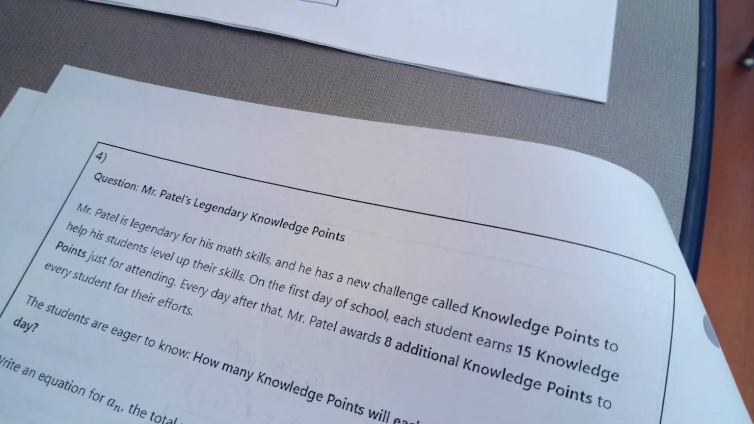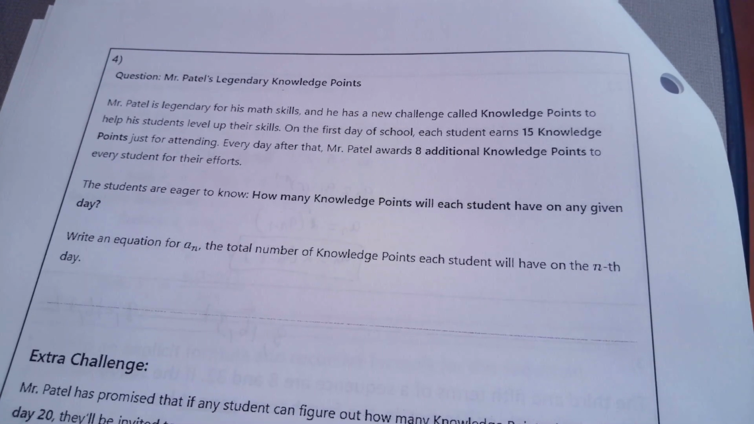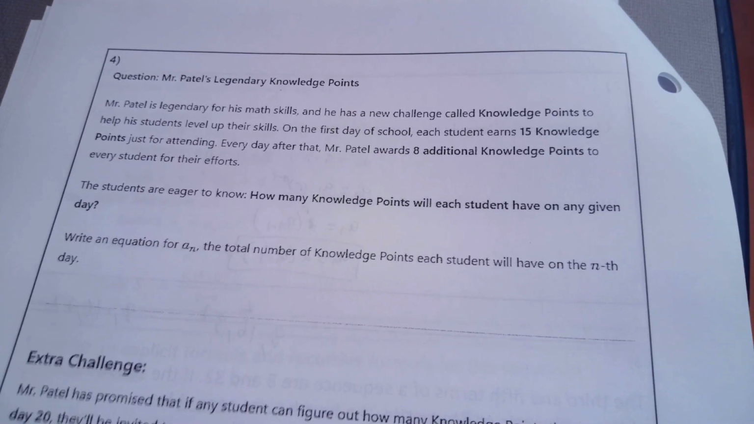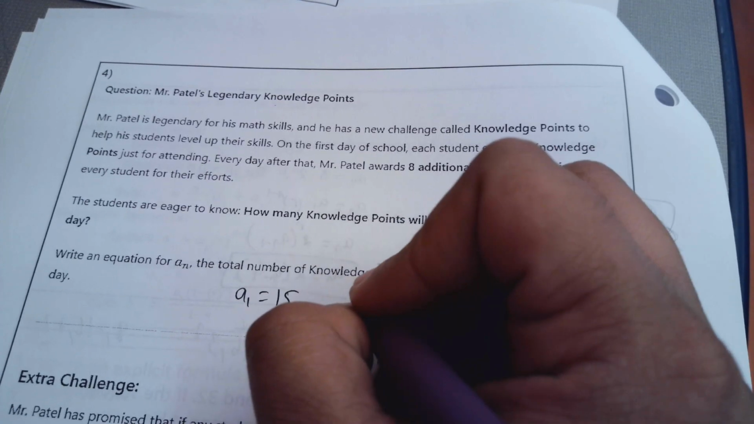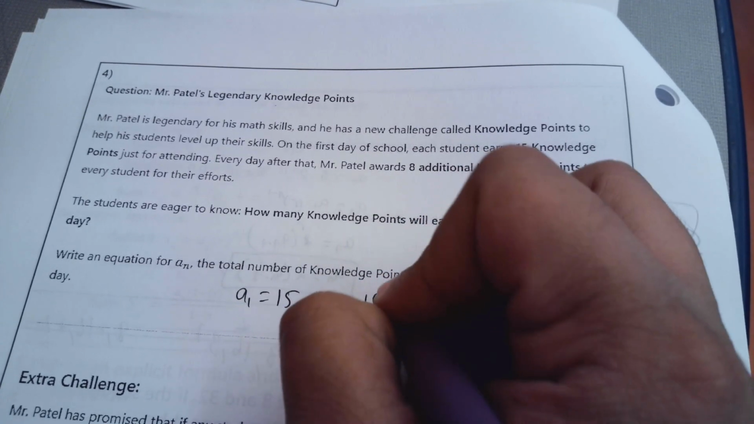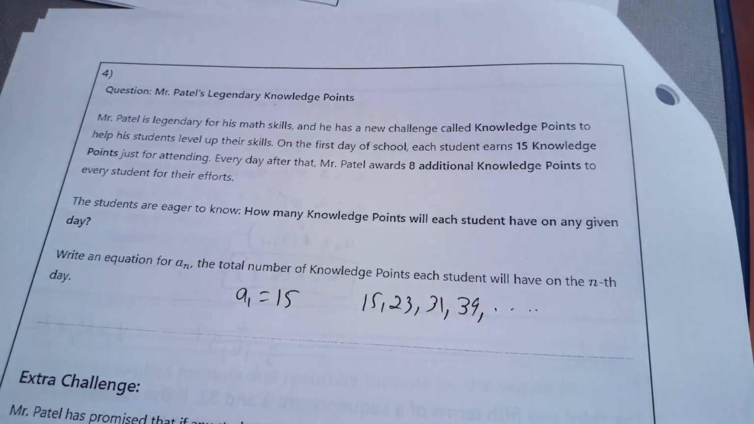The next question is this. 15 is your starting point, right? So your a of 1 is 15. And after that you're adding 8, right? So the next one will be 23, 31, 39, and so on.